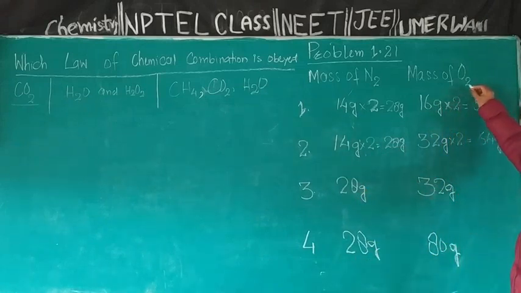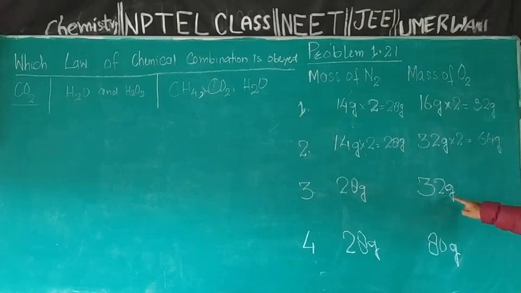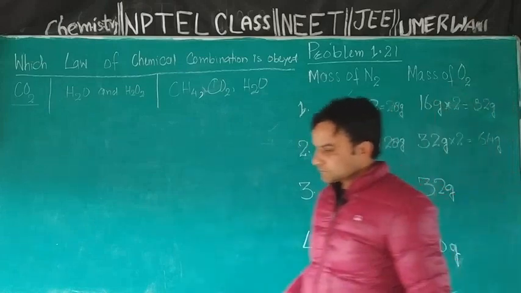Now coming to the reacted mass of oxygen, it should be different, and I guess it is different. In compound first, the reacted mass of oxygen is now 32, in compound second it is 64, in compound third it is 32, and in compound fourth it is 80 grams.